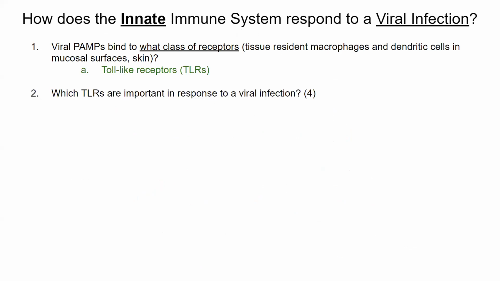Okay, there's 4 TLRs that are important in viral response. What 4 are they? High yield. 3, 7, 8, and 9. Good. 3 out of 4 over there. Pretty good. So those numbers they like to ask you. So know those 4 for viral.